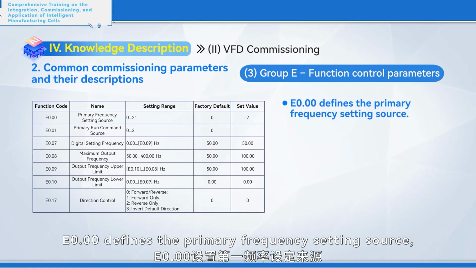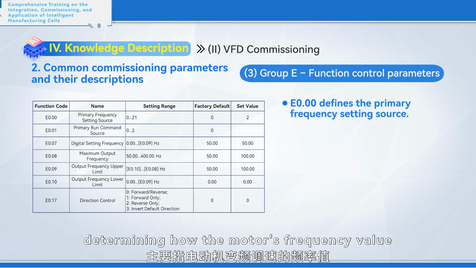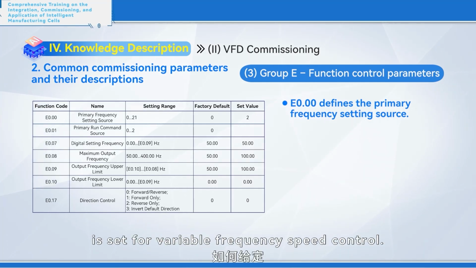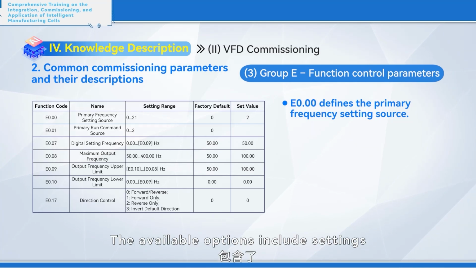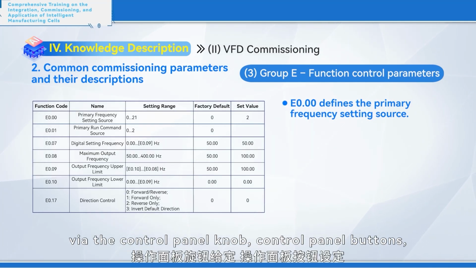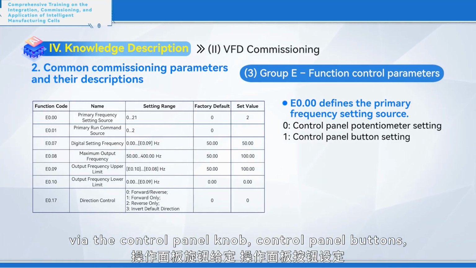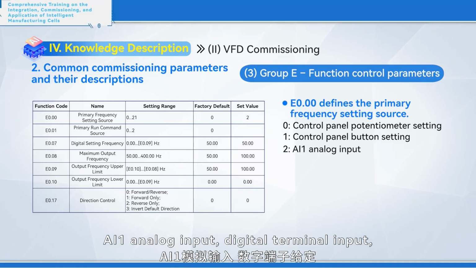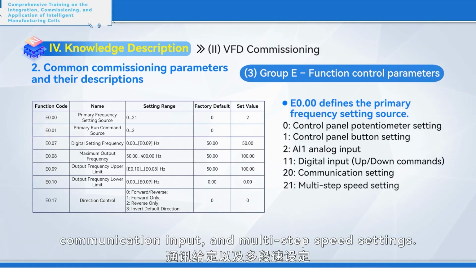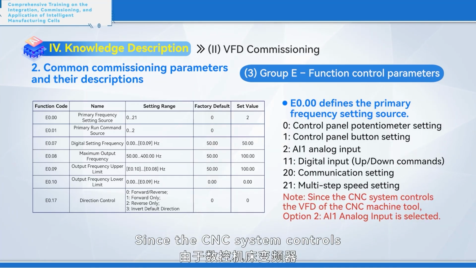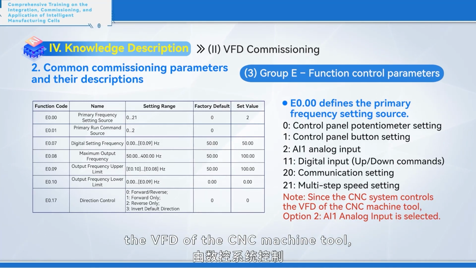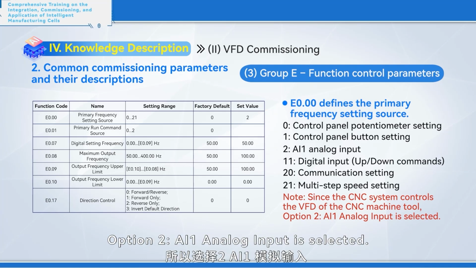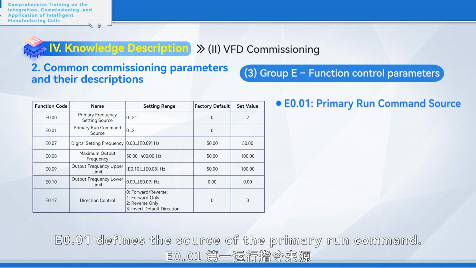E0.00 defines the primary frequency setting source, determining how the motor's frequency value is set for variable frequency speed control. The available options include settings via the control panel knob, control panel buttons, AI1 analog input, digital terminal input, communication input, and multi-step speed settings. Since the CNC system controls the VFD of the CNC machine tool, option 2, AI1 analog input, is selected.